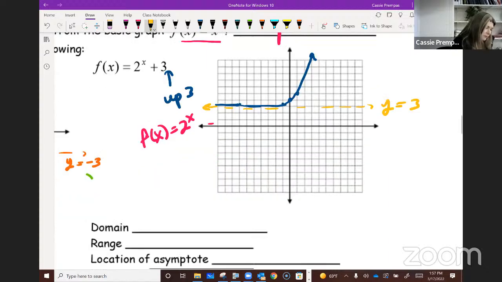And my domain. This graph goes forever, left and right. So it would be negative infinity to infinity. What would be my range? How far does this graph go up and down? I want to say it starts at 3. It's really, really close to 3, but it will not equal 3. So I'm going to do parentheses 3, 2. Where does it stop? It doesn't. It goes on forever. Infinity. Location of the asymptote. We talked about this. y equals 3. Moving on up.